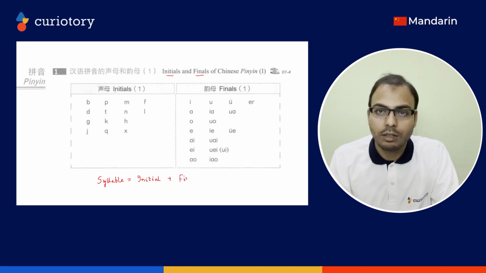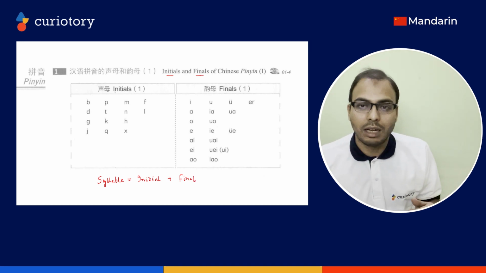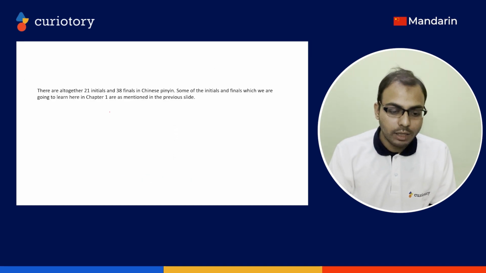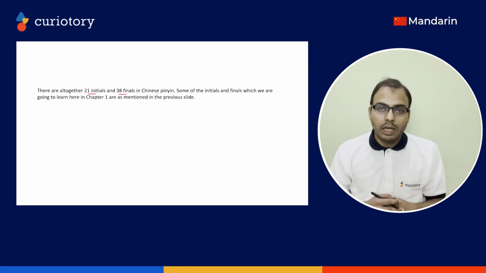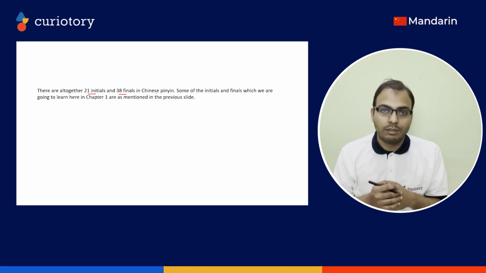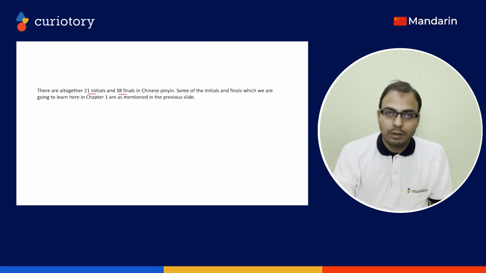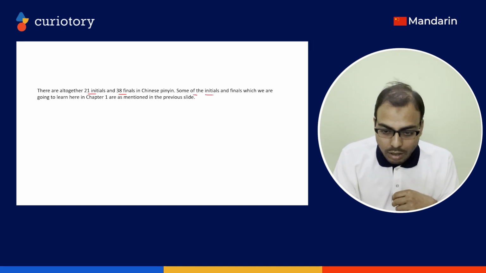Now, what is a syllable? Just like in English, we have syllables. In Chinese, we also have syllables. We will get to that. There are altogether 21 initials and 38 finals in Chinese Pinyin. You can think of initials just like consonants in the English language and finals just like vowels in the English language. It will become more clear in our next slides.